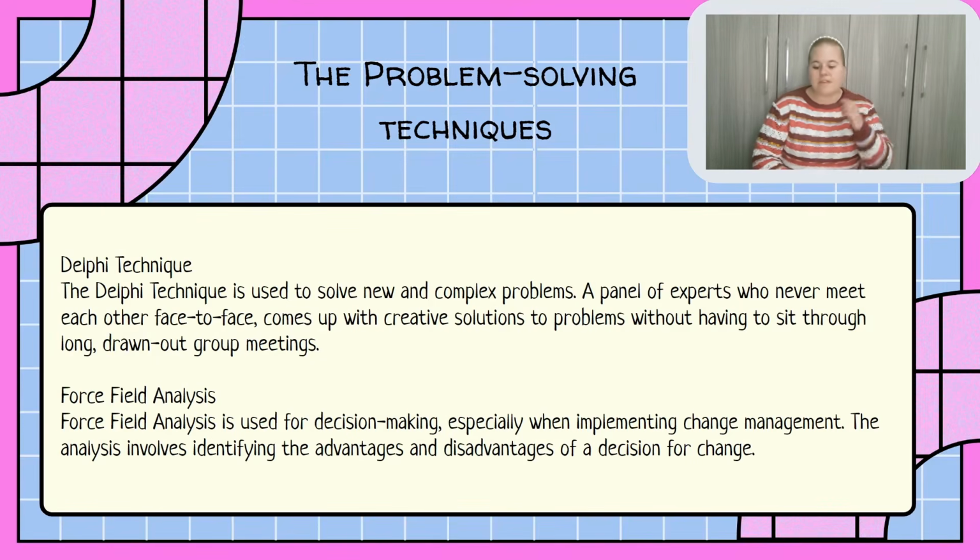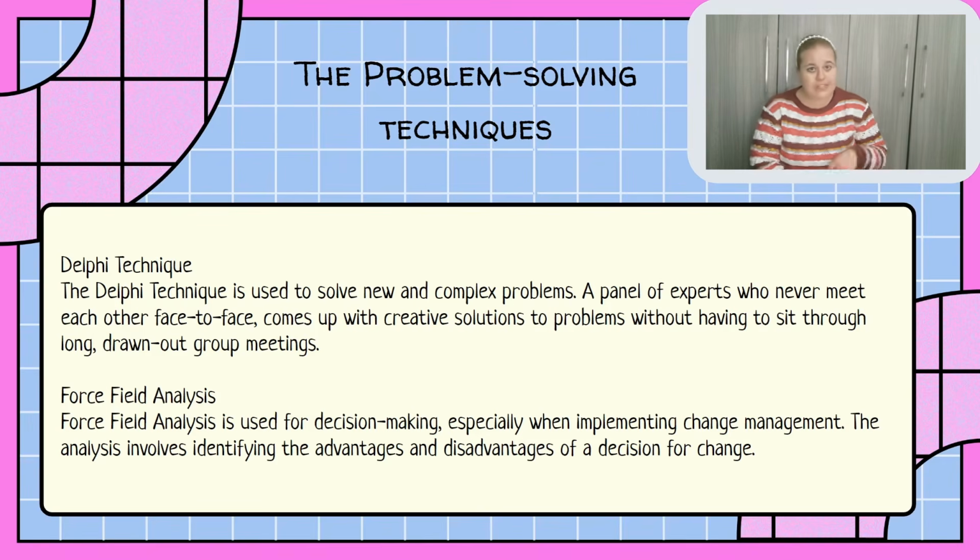All right, so we have the Delphi technique, the meaning. This is used to solve new and complex problems. A panel of experts who have never met each other face to face come up with creative solutions to problems without having to sit through long, drawn-out group meetings. Force field analysis. Force field analysis is used for decision making, especially when implementing change. The analysis involves identifying the advantages and disadvantages of a decision for change.